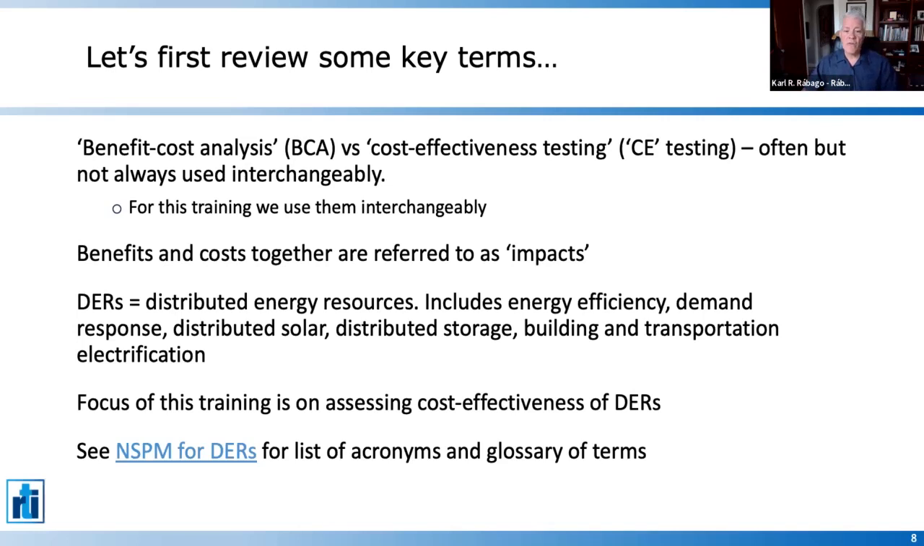When we talk about distributed energy resources, we're talking about all manner of things connected at the distribution level of the electric utility system or the gas utility system. So these are distributed because of where they are located and interconnected and operating. The focus of this training is therefore taking BCA, cost effectiveness analysis, for distributed energy resources. And there are a lot more terms that apply.